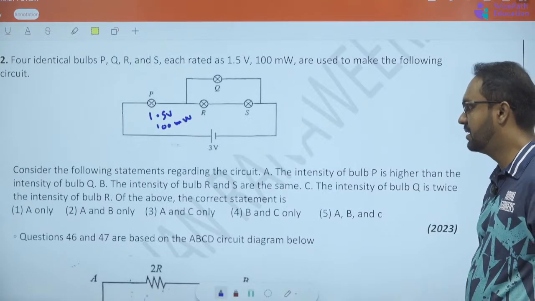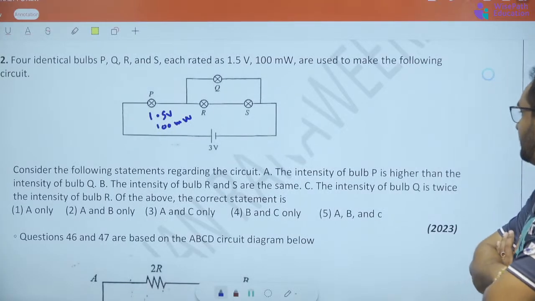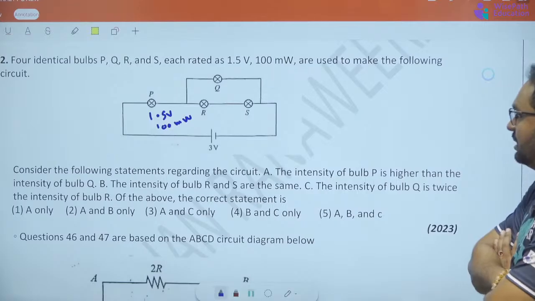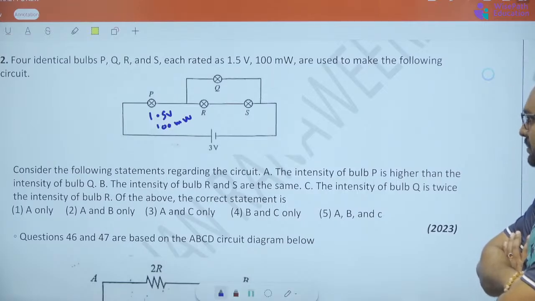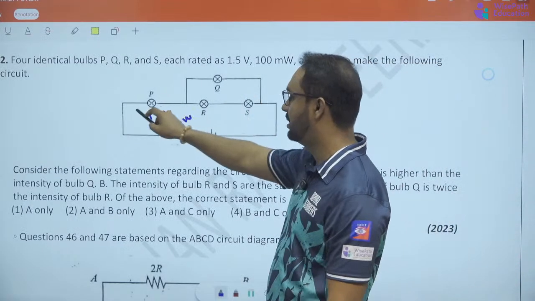Consider the following statements regarding the circuit. The intensity of the bulb P is higher than the intensity of the bulb Q. What do you say? Intensity of bulb P is higher than the intensity of bulb Q. So this is Q, this is P, right?